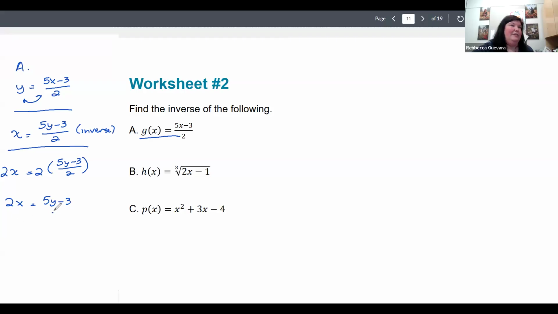Then I'm going to add the 3, and I have 2x plus 3 equals 5y. Then we're going to divide by the 5. So we get y is going to be equal to (2x plus 3) over 5. Or we can say the inverse function is going to be (2x plus 3) over 5.